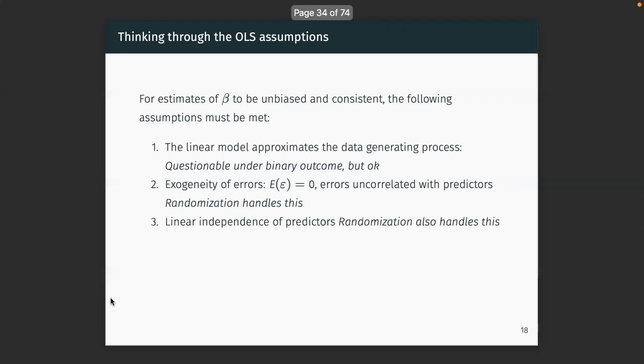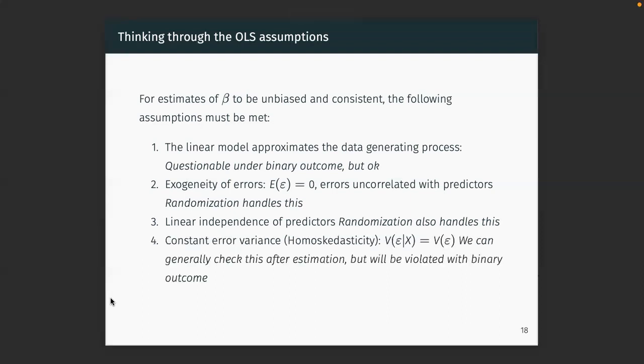But it's fine. Okay. Exogeneity of errors, meaning is there something outside the system affecting our results? We randomized, so we have that controlled. The treatment and control group are identical based on design. Linear independence of predictors, randomization also handles that. We don't have to worry about that. Constant error variance, we can check that after estimation. In this case, it is going to be violated. We are not going to have constant errors, and I'll show you what that means. Now, that does mean our standard errors might be biased a little bit. In this case, it's a trade-off we'll be willing to accept.